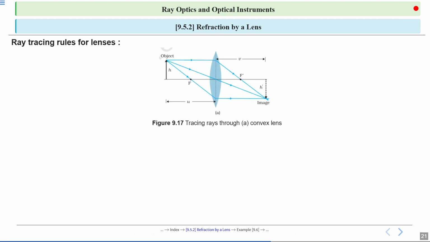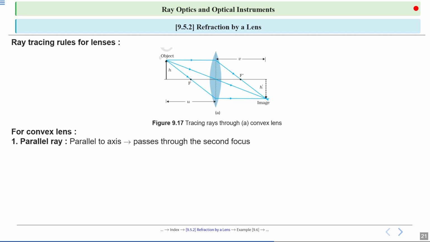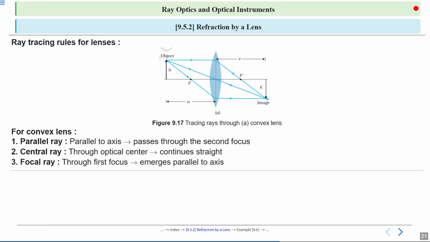So for convex lens, what are the tracing rays? First, parallel rays: the rays that are parallel to the principal axis will pass through the second focus after refraction through the lens. Second, central ray: the ray that is passing through the optical center will continue its path. It will continue straight. It will not bend. And focal ray: the ray that is passing through first focus emerges parallel to the principal axis after the refraction. So those are the ray tracing rules for convex lens.